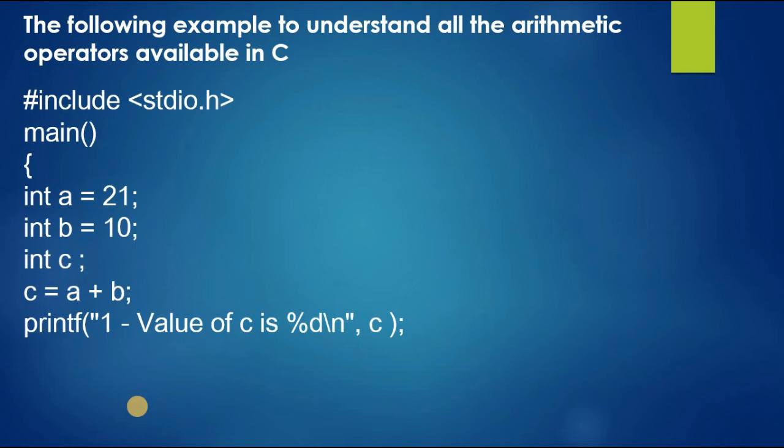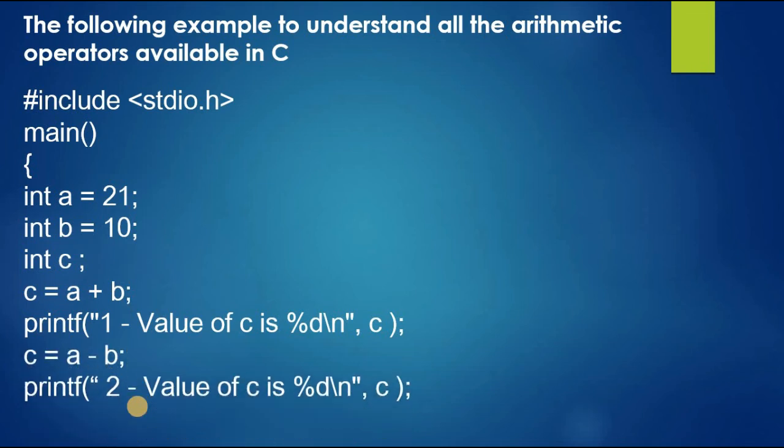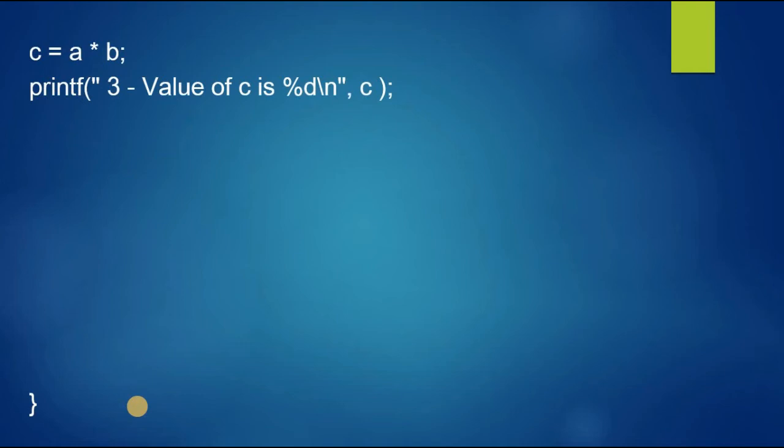In the printf statement we are printing the result for c. Inside the inverted commas, the first statement is: value of c is %d \n, double quotes complete, comma c. In c we are getting the result. Then the second operation, c equal to a minus b. Then in a printf statement we are printing the result for c. The third operation is a multiplication operation, c equal to a into b. Then we are printing the result for c.